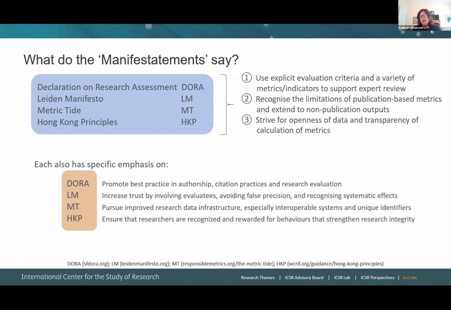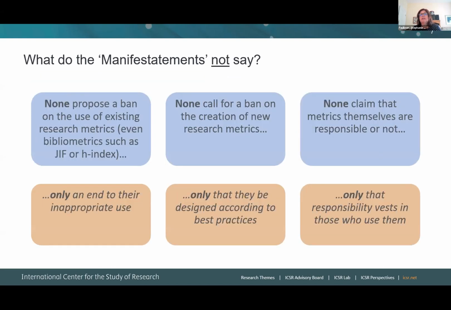So each manifesto statement has a specific emphasis, which you'll see on the slide, and I won't go into great detail, but each has also a slightly different window on the question, and it comes from a slightly different background. So let's move on to take a look at what these manifesto statements not only say, but what they don't say, because it's quite ironic that most of these statements are really strongly anti-reductionist. They're very interested in not reducing research performance into one small number or simple metrics.